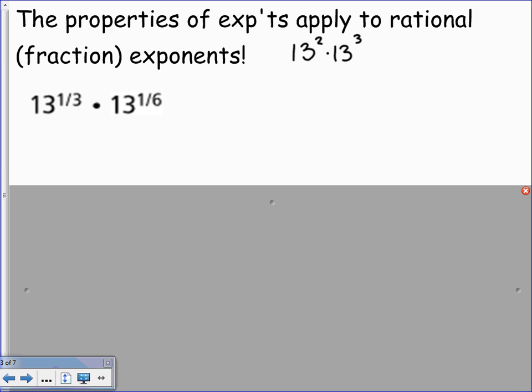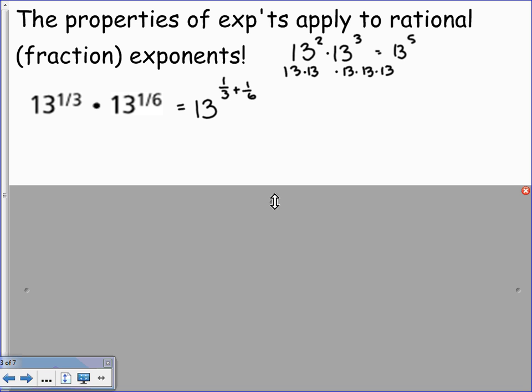What do you do with your exponents when you have the same base and you're multiplying them? You would add those, right? Because it's really like you have 13 times 13, and then for 13 cubed, you have 13 times 13 times 13. So how many 13s are you really multiplying? 5. Okay, so it's really 13 to the 5th, so you should add them. So the rule doesn't change just because they're fractions. I should keep my base, 13, and I should add in my exponent 1/3 plus 1/6.